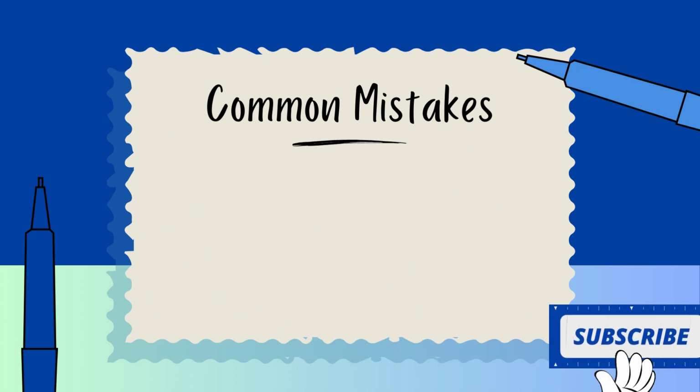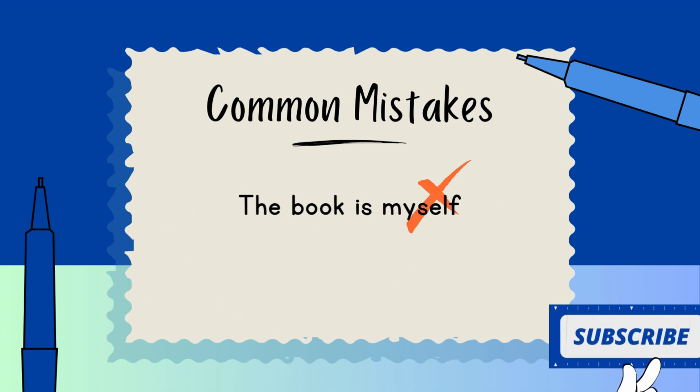Common mistakes. Use mine, not myself, to show ownership. The book is myself. This is wrong. The correct one is: the book is mine.